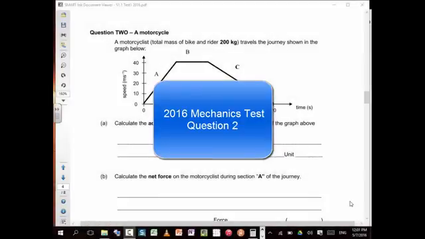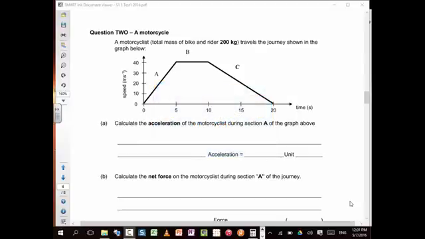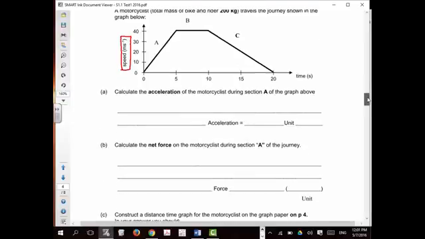Okay, now we're going to look more carefully at question 2. In this one we have a motorcyclist with a total mass of 200 kilograms who travels the journey shown in this graph. This is a speed time graph. Whenever you see one of these graphs, make sure you check what it is that's plotted on the y-axis. In this case it's speed. Calculate the acceleration of the motorcyclist during section A of the graph above.